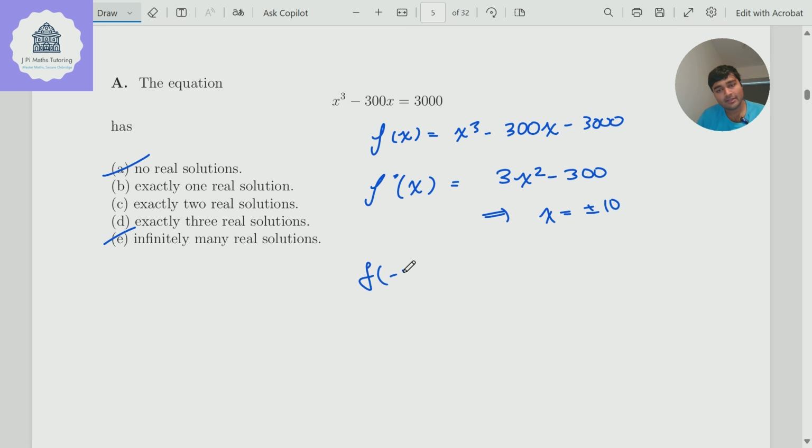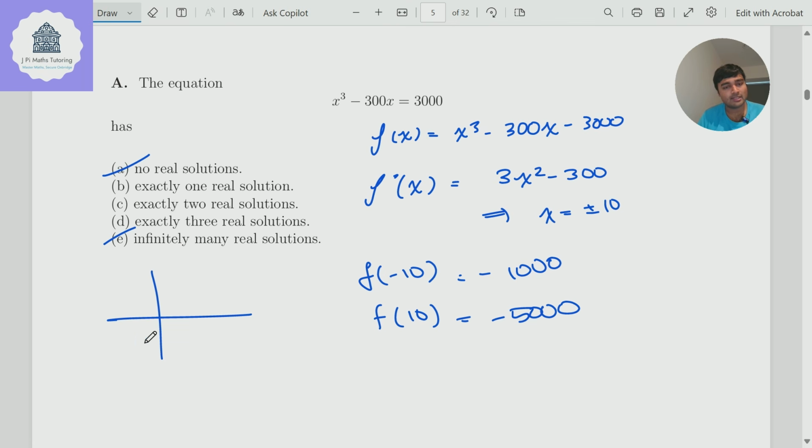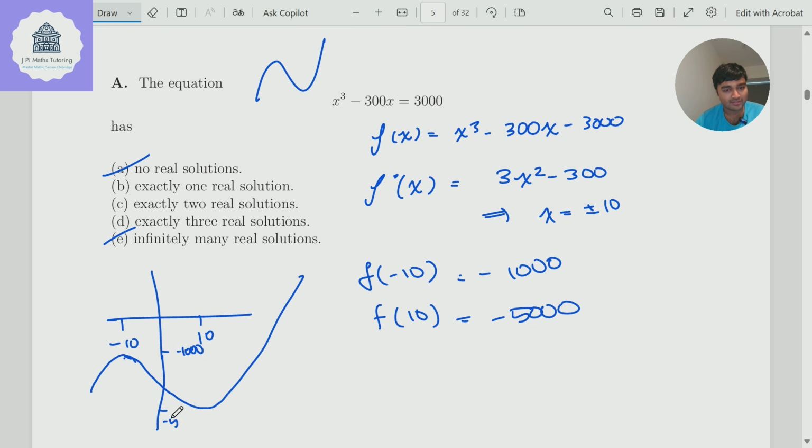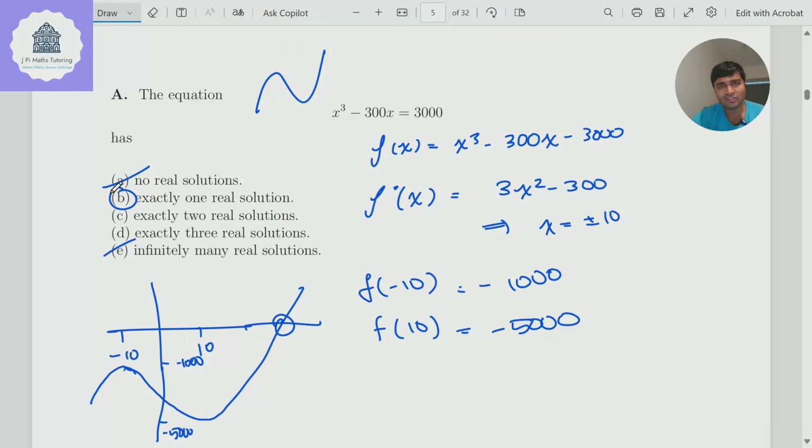And if we substitute in these numbers, when you plug in minus 10, you get minus 1000. It's not too difficult to work out. And when you plug in 10, you get minus 5000. So if you just have a sketch of this, minus 10 is there, 10 is there. They both have a negative value, and they're turning points. Because we know it's a positive cubic, it has this up, down, up nature. So it goes up to there and then down there. This thing here is minus 1000. This down here is minus 5000. But crucially, we can see from our sketch, it only has one real solution. The answer is B. Notice that we didn't have to work out what the solution was.